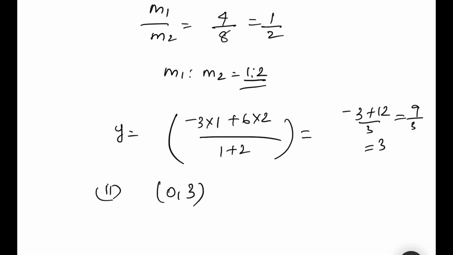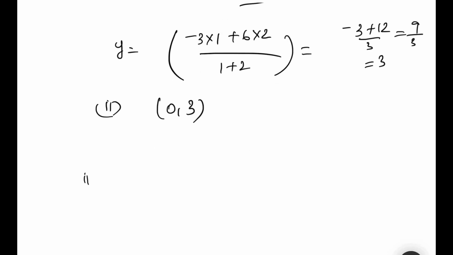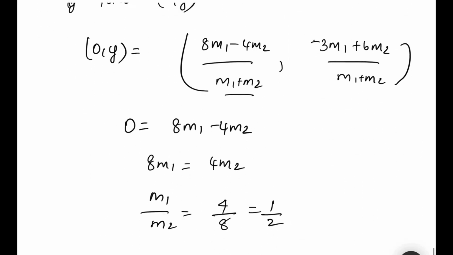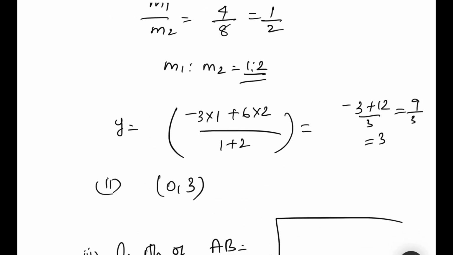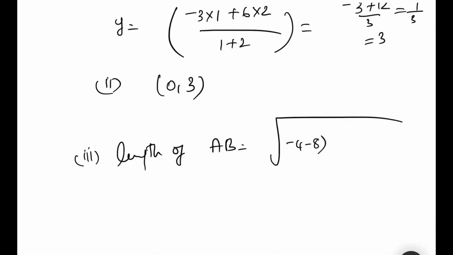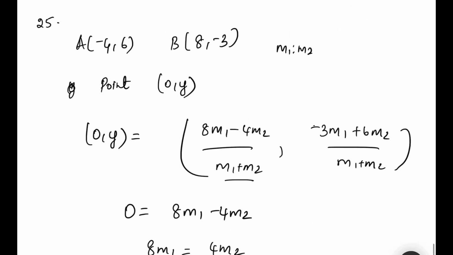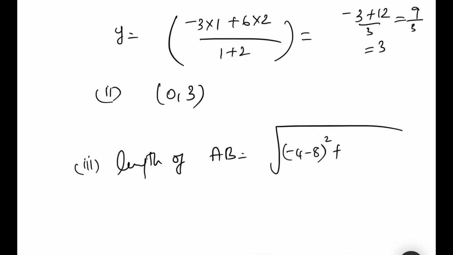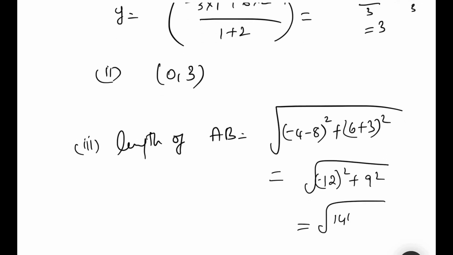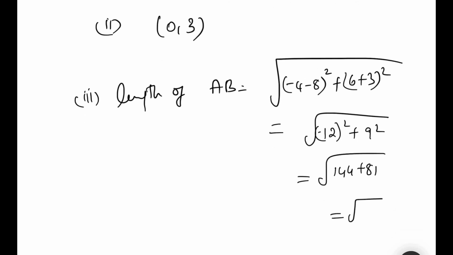Then you have length of AB. How can you find the length of AB? Third sub question, length of AB equal to root of (-4 - 8) the whole square plus (6 - (-3)), 6 plus 3 the whole square, that is equal to 12 the whole square plus 9 square, that is equal to again 144 plus 81 equal to root of 225 equal to 15.